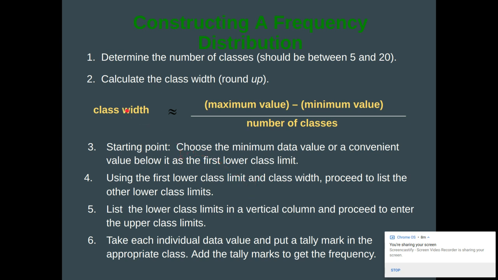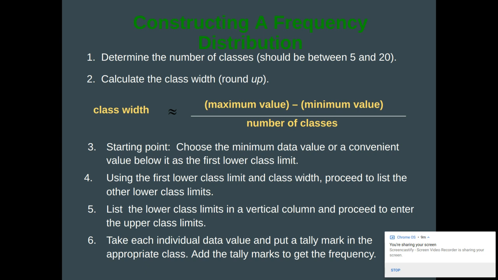And it's really simple, okay? We're going to take the maximum value in our data set. We're going to subtract the minimum value in our data set. We're going to find that difference between the max and minimum value. And then we're going to take that number and divide by the number of classes, okay? Take the max value, subtract the minimum value, divide by the number of classes.